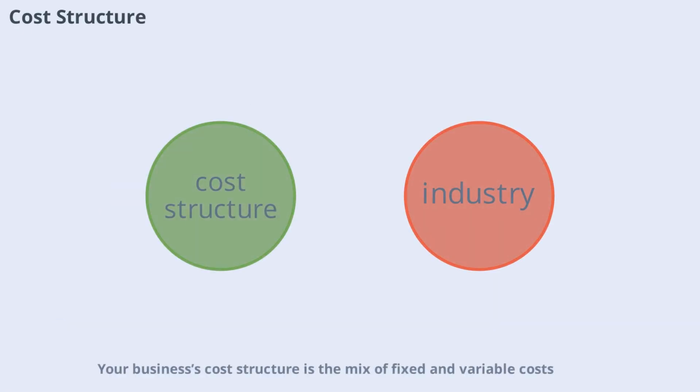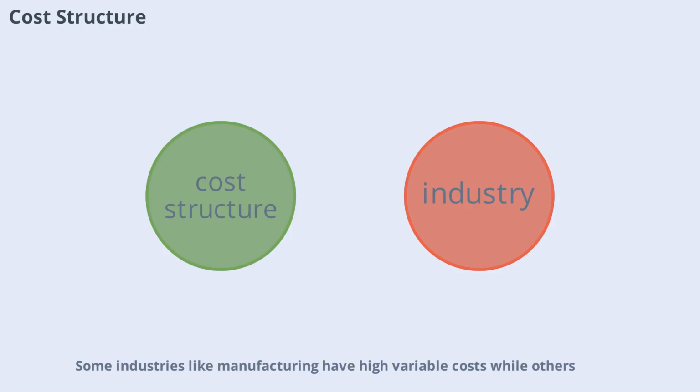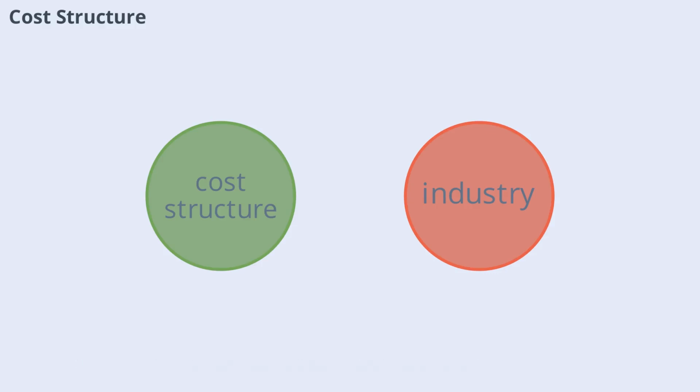Your business's cost structure is the mix of fixed and variable costs. Some industries, like manufacturing, have high variable costs, while others, like software, may have higher fixed costs. Understanding your cost structure helps you plan for growth, set prices, and manage risks.